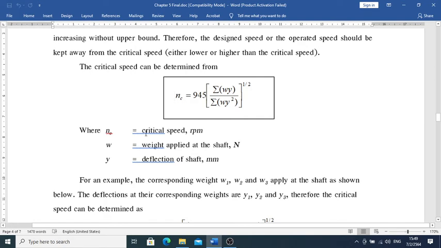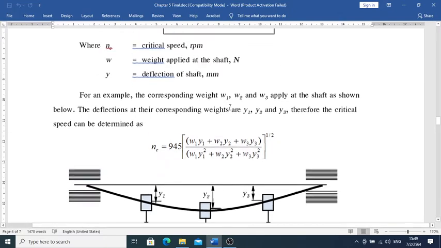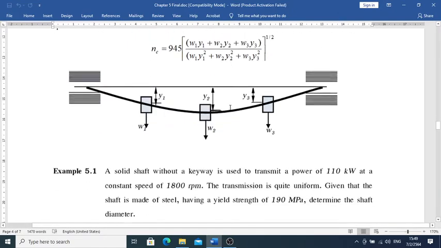N sub C is the critical speed in RPM. W is the weight applied on the shaft, and delta is the deflection of the shaft respectively. The W is going to be corresponding to the weights W1, W2, and W3 respectively. So therefore, the equation is going to look like that. Okay, and the equation is going to be substituted in the corresponding manner, like that.